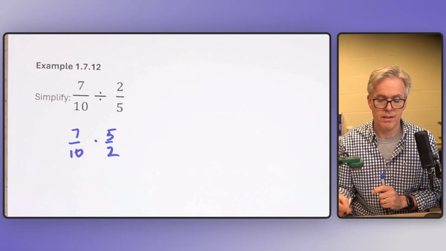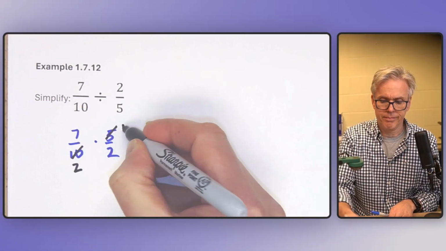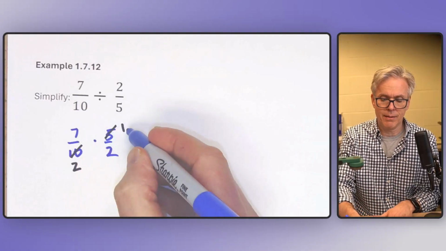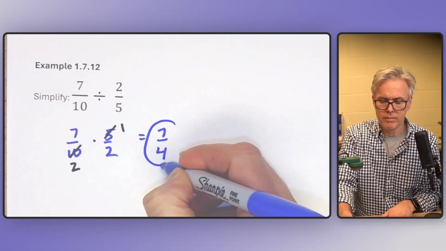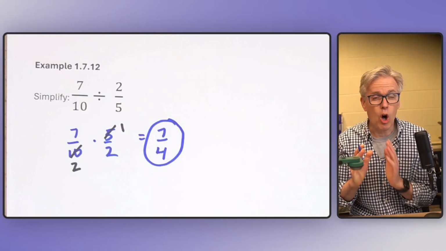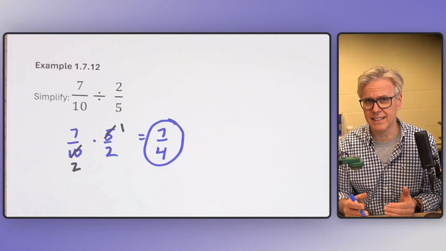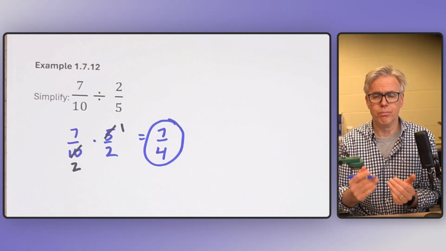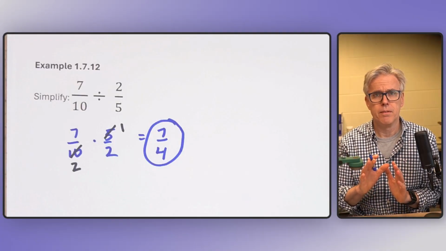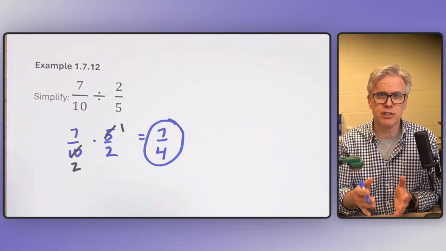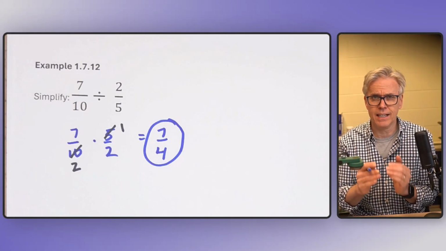Can I cancel anything here? Yes, I can: 5 and 10. So 7 times 1 is 7, and 2 times 2 is 4. Now, students often ask, can I leave it as 7/4? It depends on what the problem's asking. Sometimes the instructions will say to rewrite with mixed numbers or with decimals. For these lessons, the improper fraction 7/4 is fine. But ultimately, let your instructor decide how the final answer should be written.